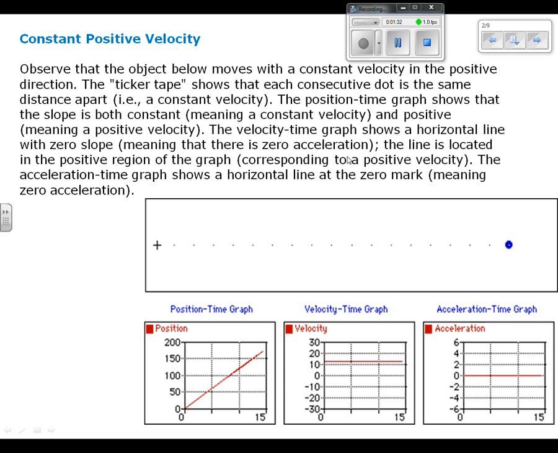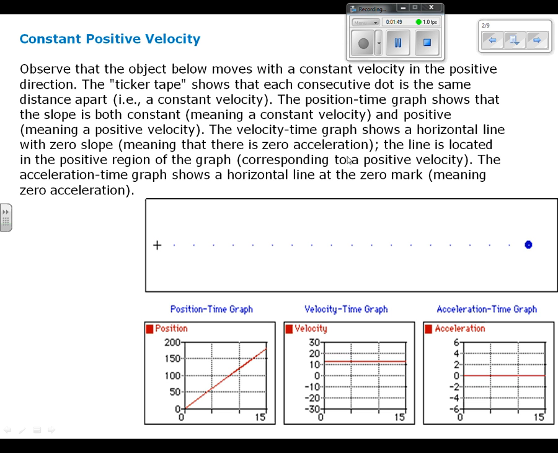Cole, what do you notice about the acceleration graph right here? You can put it down and pay attention. I apologize. All right. You're in physics class, and it's really important that you listen so that you can learn.